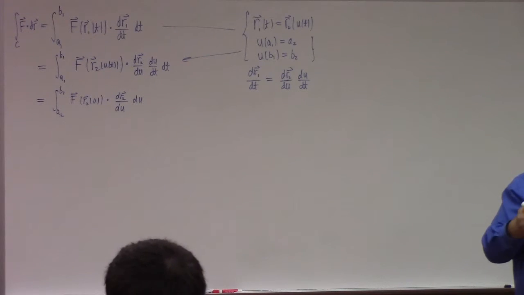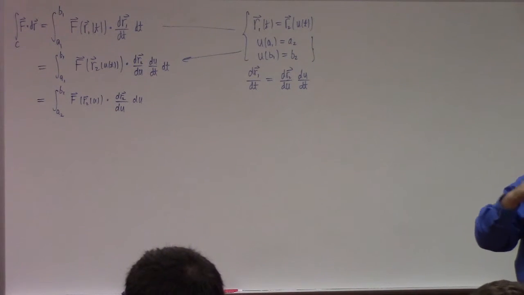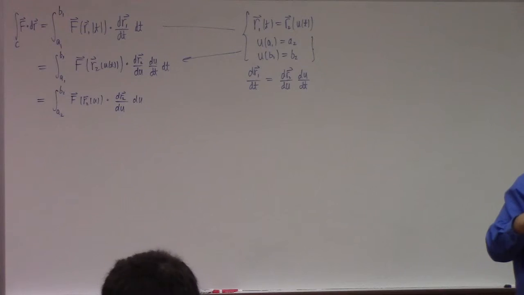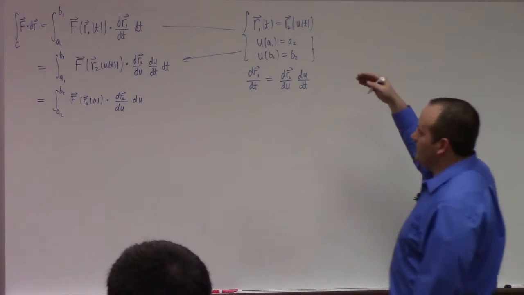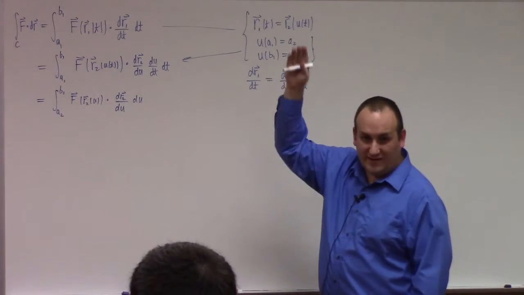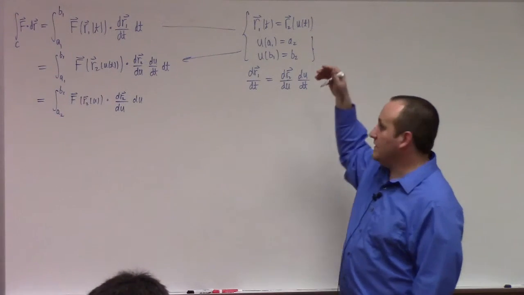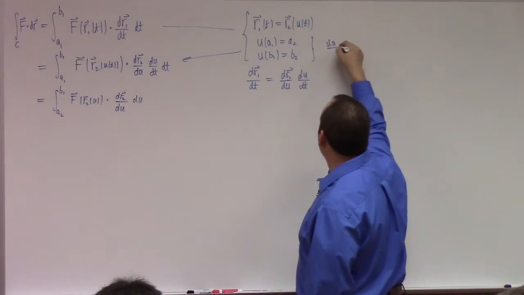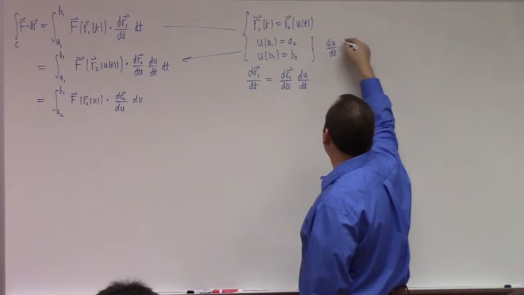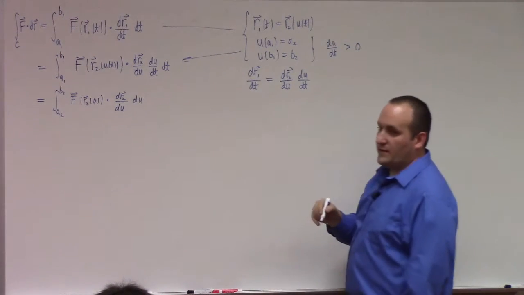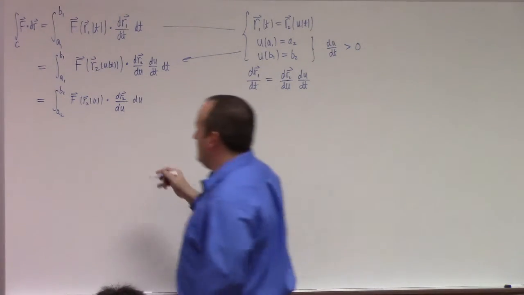I mean, if these are two, likewise, I'm assuming that both of the paths have the same orientation. So this really assumes that du/dt is greater than 0. In other words, that gamma 1 and gamma 2 are both positively oriented paths.